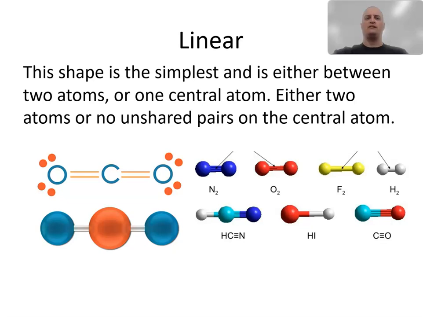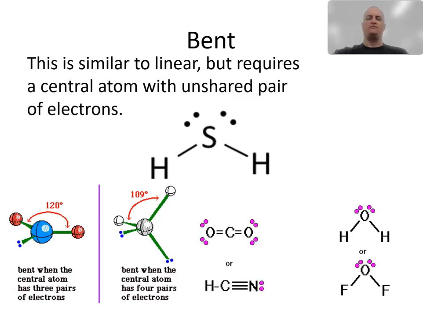So we first have linear. This shape's the simplest. We have the idea of it goes in a straight line. This is the way it's modeled. And that either of the two atoms, whether it's two atoms or if we have three atoms, have no unshared pairs on the central atom. See, nothing around there.